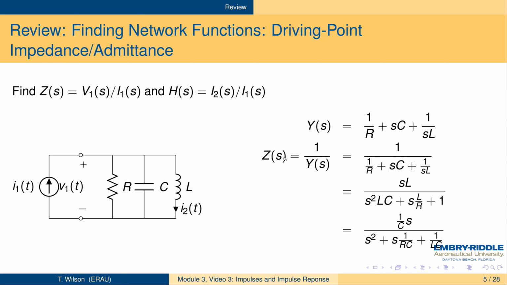So then to find the impedance, we just invert all that. So we have 1 over that expression. We want to clear out to get a trailing term of 1 first, so we multiply through by SL over SL. And then we want to get a leading term of 1, so when we do partial fractions, we'll be able to do that. And so we divide everything through by LC over LC, and we end up with the driving point impedance being 1 over C times S over S squared plus S times 1 over RC plus 1 over LC. We'll talk about what these things mean in the near future.